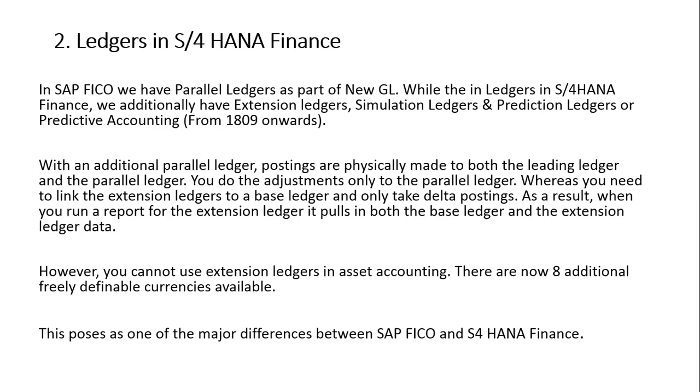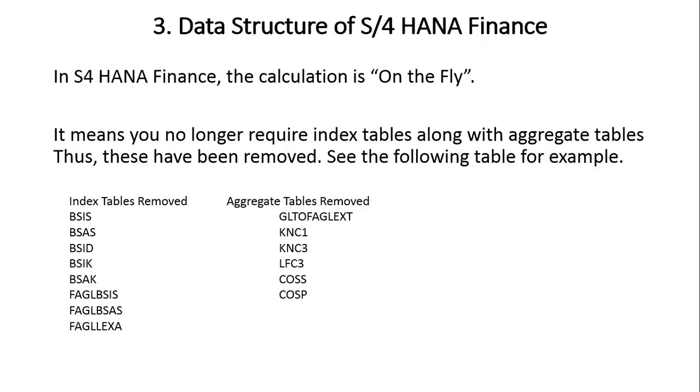There are now 8 additional freely defined currencies available in SAP S4 HANA. Unlike the ECC where you have 3, in S4 HANA you have 8 freely defined currencies available. So this is a very big difference between FICO and the S4 HANA finance space.